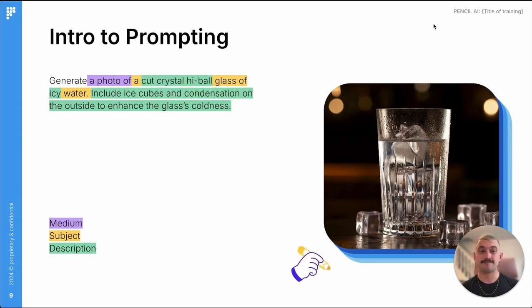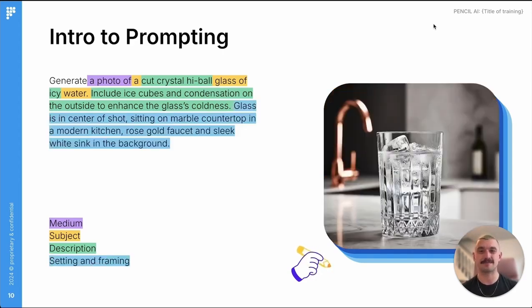Part of that is the setting. I'm not entirely sure where this glass of water is meant to be, but we can't blame the AI for that when we haven't told it. So I'm going to add my setting and my framing next. Everything stayed the same, except I've now added glasses in the centre of shot sitting on marble countertop in a kitchen, a modern kitchen, rose gold faucet and sleek white sink in the background.